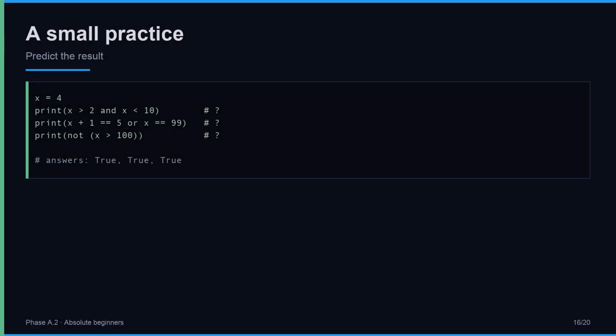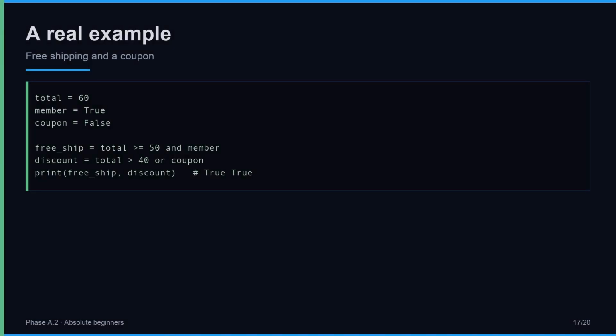A quick challenge to lock it in. Predict each result before reading on. X greater than 2 and X less than 10 is true, since 4 sits inside that range. X plus 1 equals 5 or X equals 99 is true, because 5 equals 5 on the left. Not if X greater than 100 is true, because the inside is false and not flips it. If those felt automatic, you own the combination. Predict before you peek.